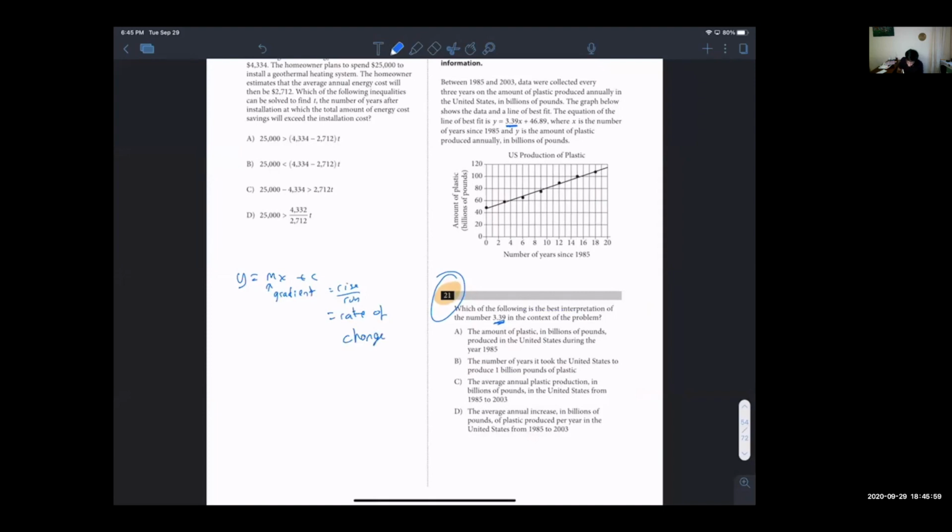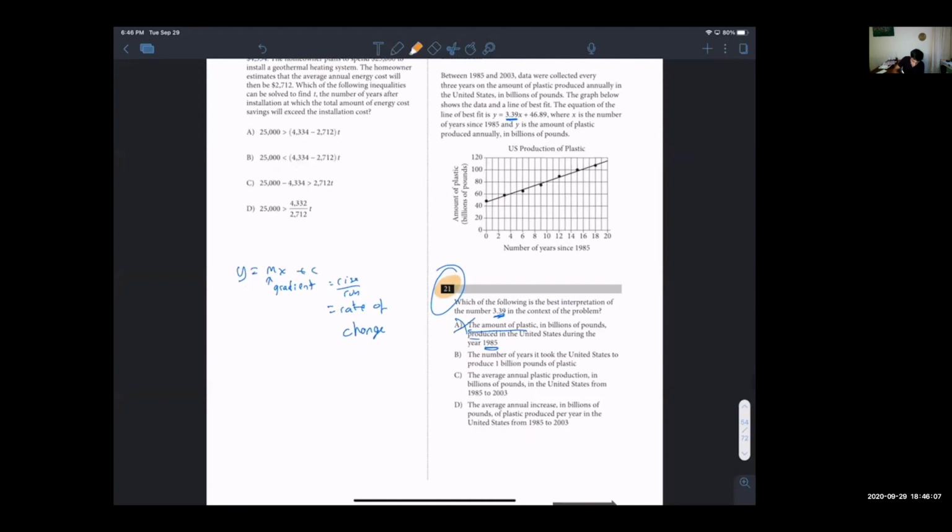So let's take a look at this. This is the amount of plastic produced during 1985. This is not correct. This is not a rate. We're looking for a rate. This word is very important. Gradient is a rate. But this is an amount, so therefore it's not correct. Here it's the number of years to produce 1 billion. So, okay, interesting. This is also incorrect because this one is saying run over rise. Number of years is the run and amount is the rise. And this is saying number of years to produce 1 billion, so it's run over rise.